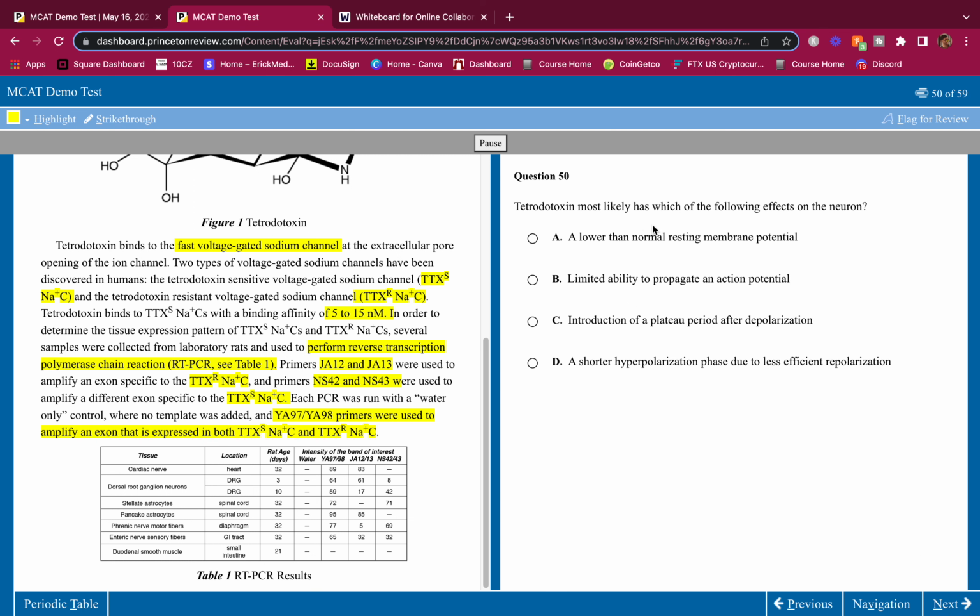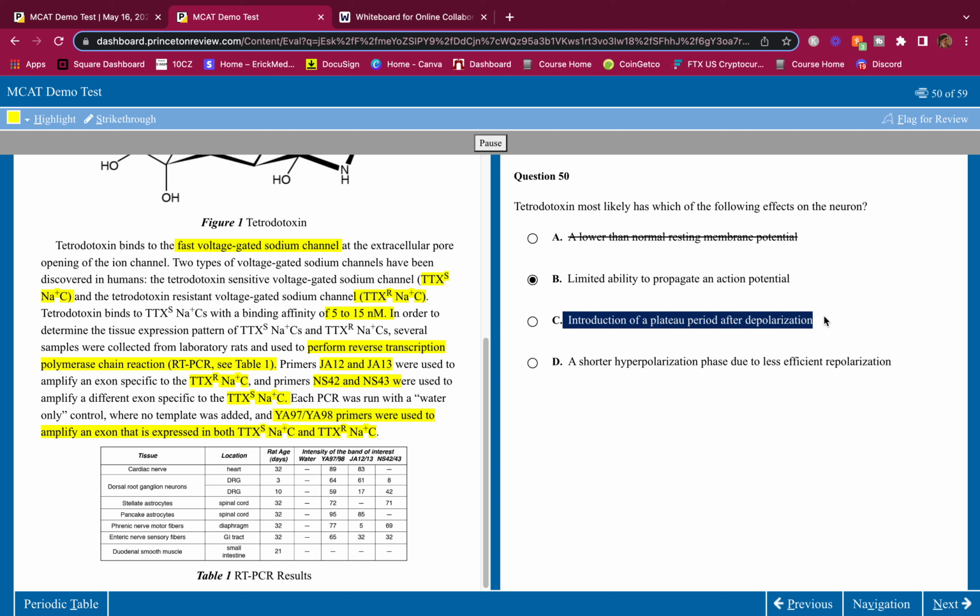Tetrodotoxin most likely has which of the following effects on the neuron? A, a lower than normal resting membrane potential? No. This stops depolarization. TTX stops depolarization. It has nothing to do with the resting membrane potential. B, limited ability to propagate an action potential? Yeah. If you have no depolarization, you're not going to propagate the action potential. C, introduction of a plateau period after depolarization.